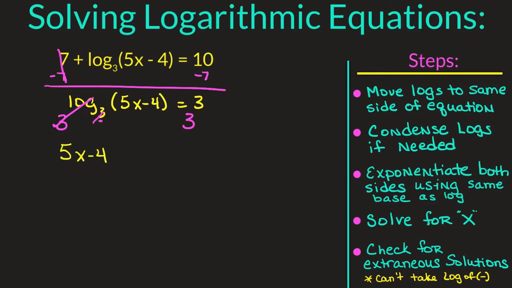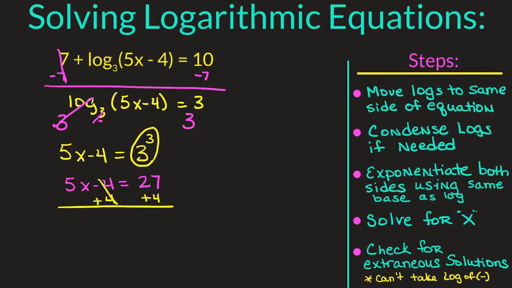5x minus 4 equals 3 to the third power. Well, 3 to the third power we know is going to equal 27. So we have 5x minus 4 equals 27. Let's get x by itself. So we're going to add 4 to both sides. So now we have 5x equals 31. Divide both sides by 5, giving us x equals 6.2.